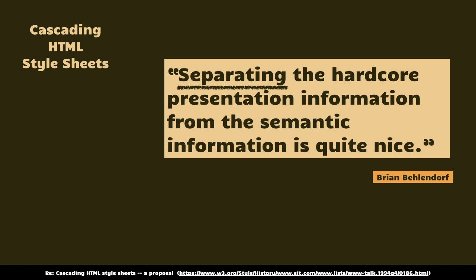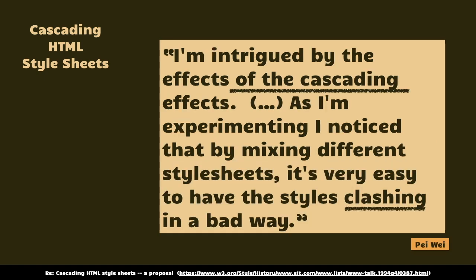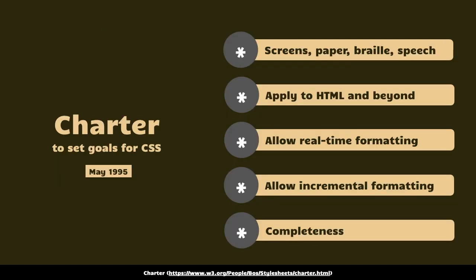People were quite excited though about Cascading HTML Style Sheets. They liked this separation between semantics and presentation. They liked the cascading effects and were intrigued by it. And figured that it might be tricky for these styles to get clashing. Now it became apparent that style sheets needed their own mailing list, so Bert Bos wrote a charter for this. They arranged to have a mailing list at the W3C, and they wrote a charter in 1995 with a bunch of different requirements for CSS.